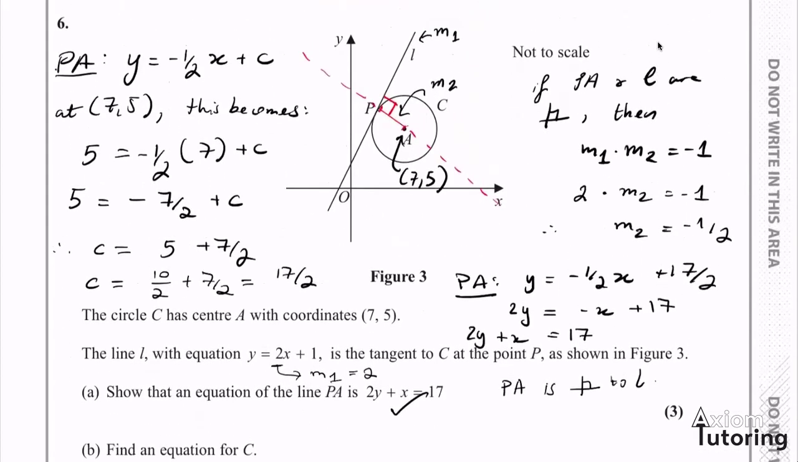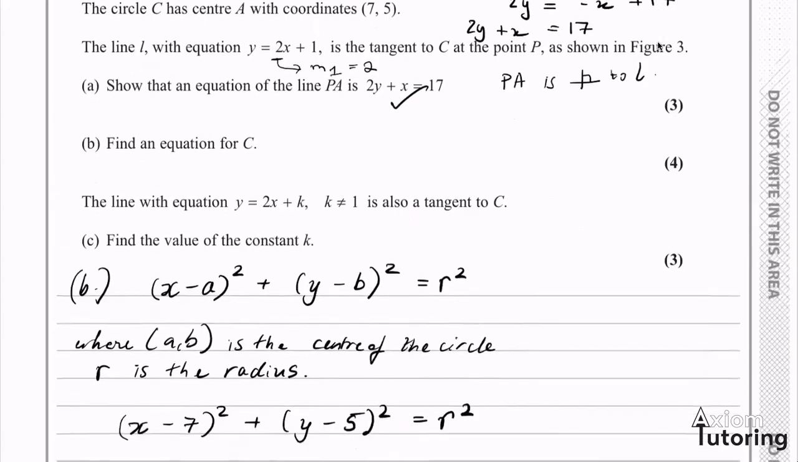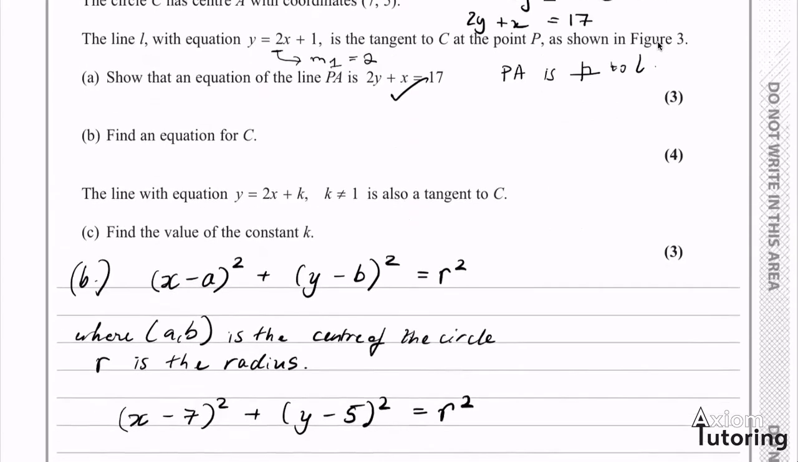So then what we have to figure out is, how do we find the point P? Well, we know the equation of line L that's given to us here. It's y equals 2x plus 1. And for part A, we showed that the equation of line PA is 2y plus x equals 17. So if we could find the point of intersection between those two lines, we can then find what point P is, and then we can go from there. So let's try finding the point of intersection between L and PA.